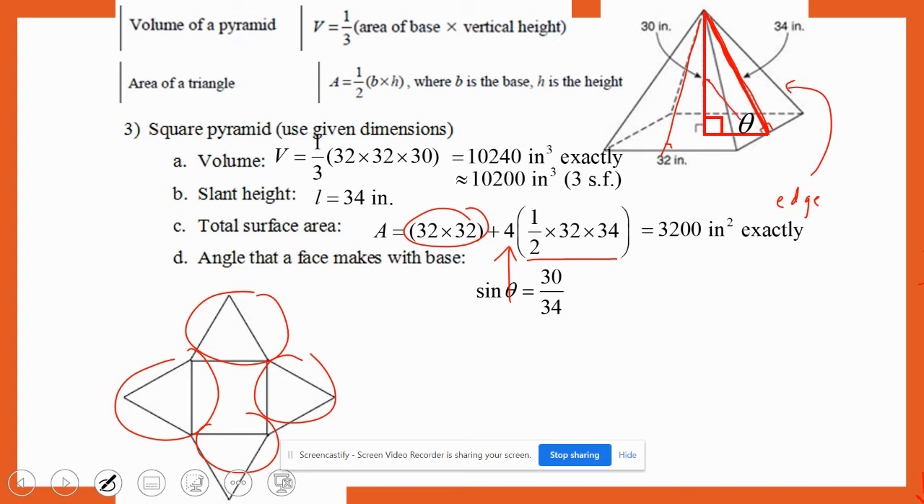So that's the opposite side. That's the slant height, which is the hypotenuse. That's why we're using sine. So they may ask for different angles here. They could ask for the angle that an edge makes with the base. If that would be the case, you'd have this triangle right here. Information given.